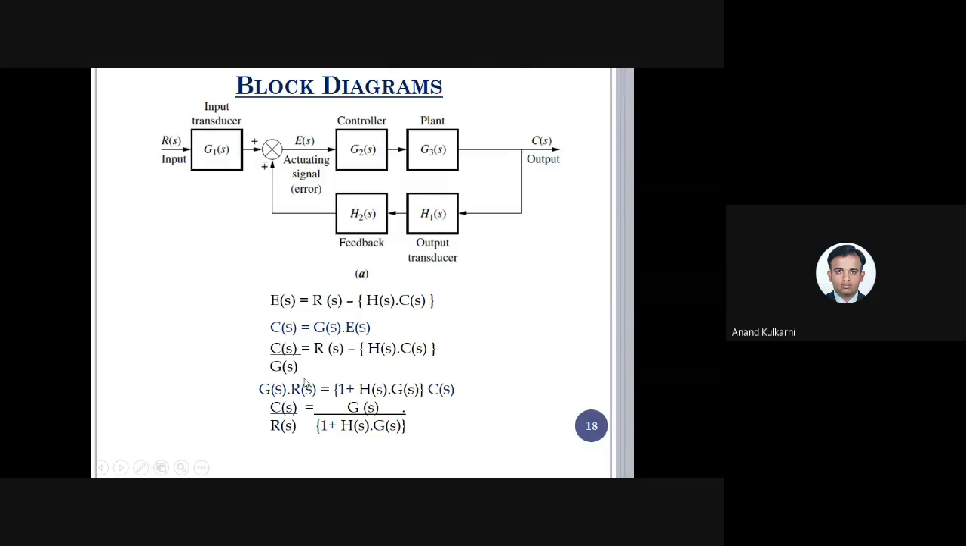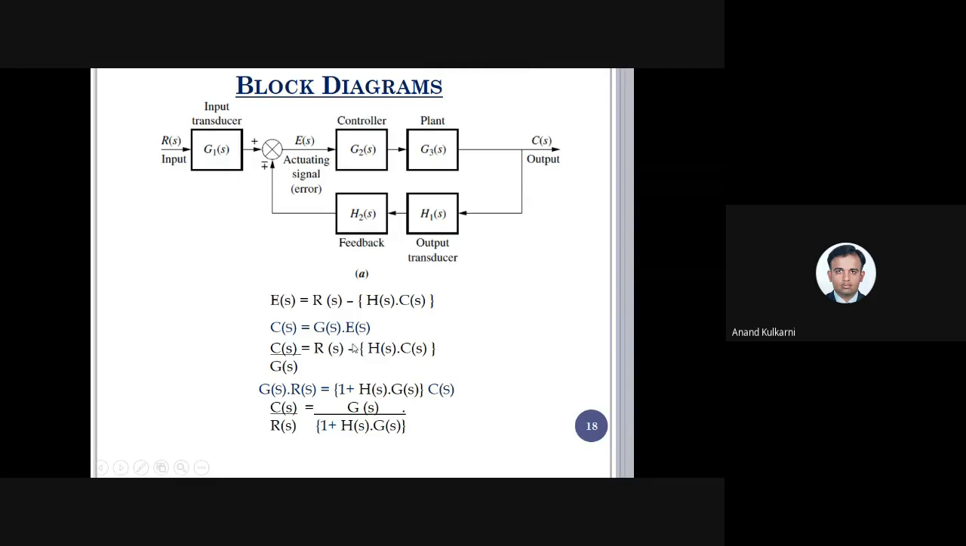Then what we do is, here C of S, just observe here. This is the equation. Then this G of S is taken here and multiplied. So G of S into R of S minus H of S, C of S into G of S. Just observe this equation: C of S is equal to R of S into G of S minus H of S, C of S, and G of S. So this is what we have done.